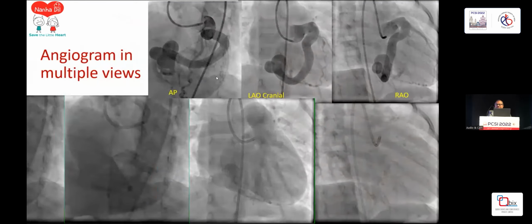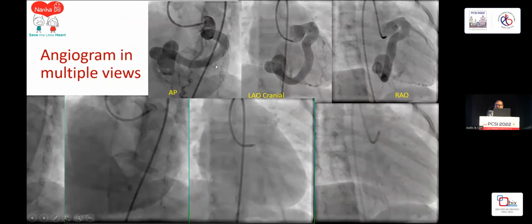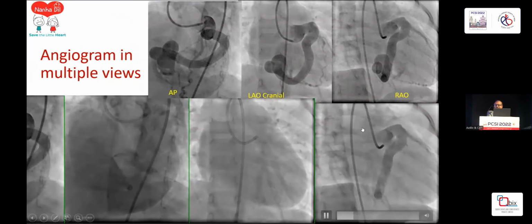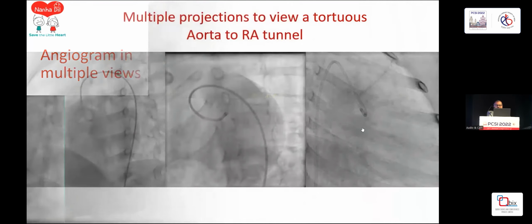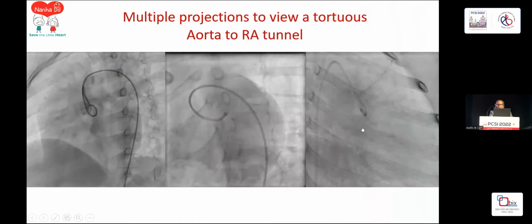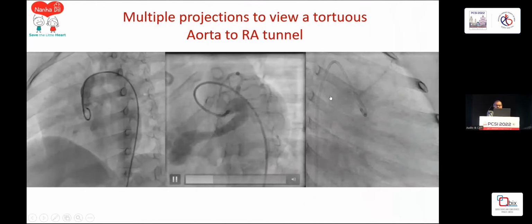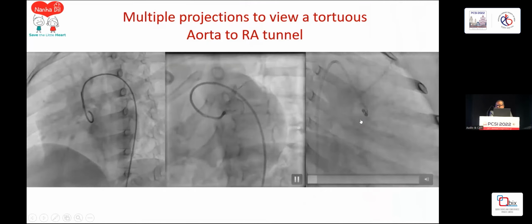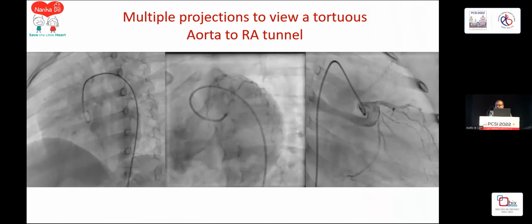In angiogram, we have an advantage. Based on our CT data, we can delineate the fistula or the abnormal tract in multiple views. This is an example of a child having an aorta to RA tunnel, which came with a referral diagnosis of PFO. We delineate those arteries, where they are originating from, and we are planning where to hook our device.